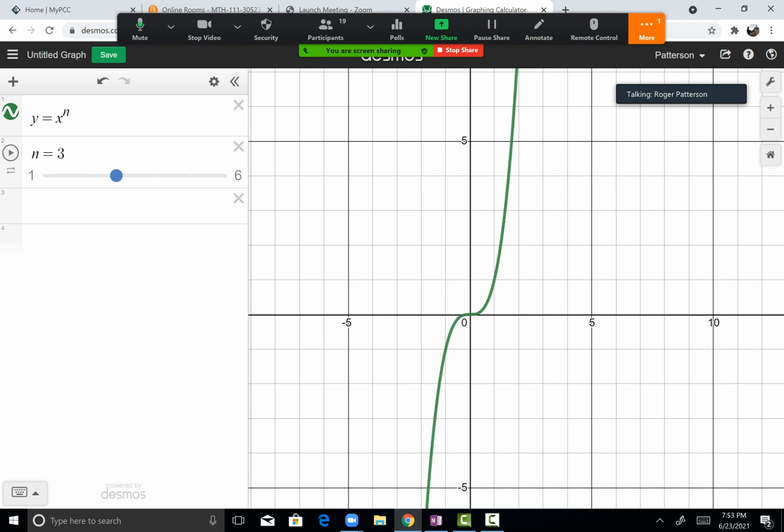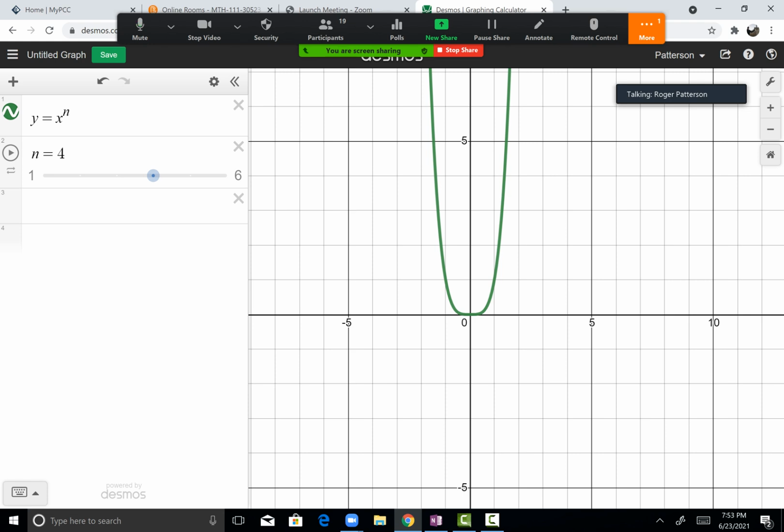Now I'm going to switch this to 3. Now what's my domain? All real numbers. And the range? All real numbers. Good. Now I'm going to switch this to 4. What's the domain? All real numbers. Good. What's the range? 0 to infinity.